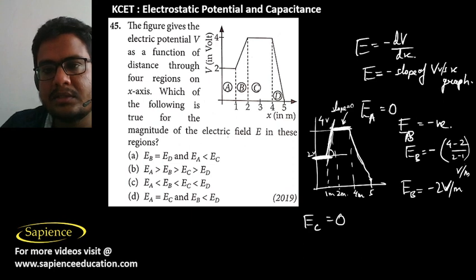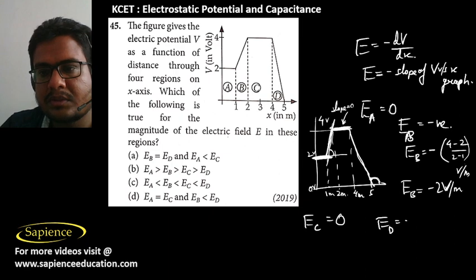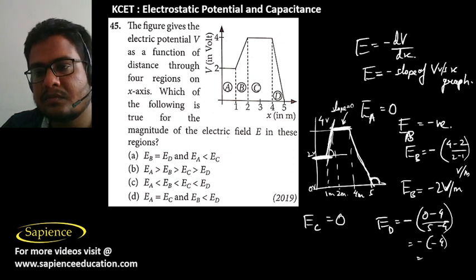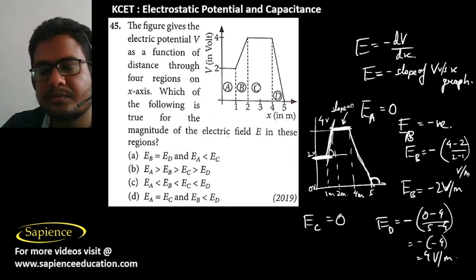And here in this region the slope is negative since it makes an obtuse angle with the x-axis. So the electric field in the region D will be equal to the negative of the slope, which is (y2 minus y1) by (x2 minus x1). Here it is 4 volt and this is 0 volt, so that is minus of minus 4, that is 4 volt per meter.